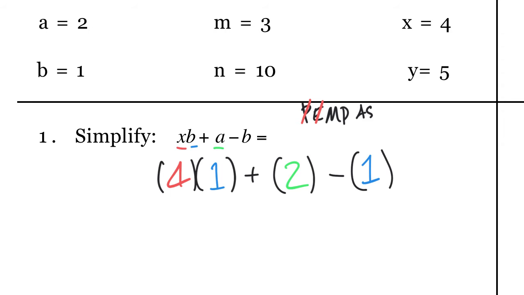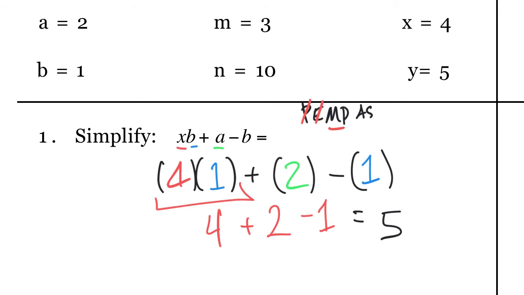And I do, however, see an opportunity for us to multiply, which we have right here. And so I know that 4 times 1, of course, is going to give us 4. And then we've got 4 plus 2 minus 1. And we're working our way from the left to the right. And 4 plus 2 is 6, minus 1 is 5. The answer, ladies and gentlemen, is 5 for question number 1.